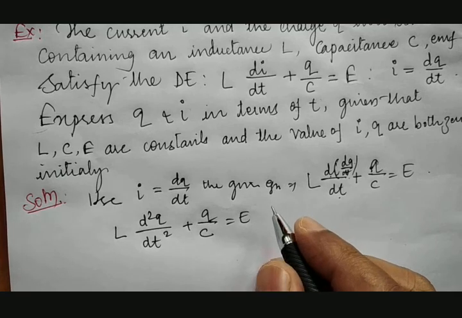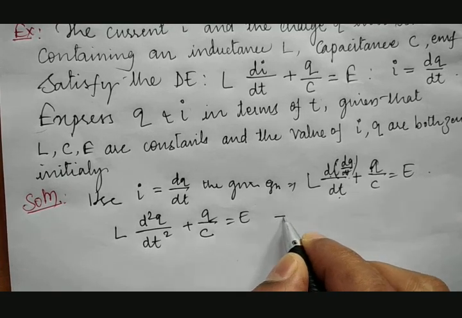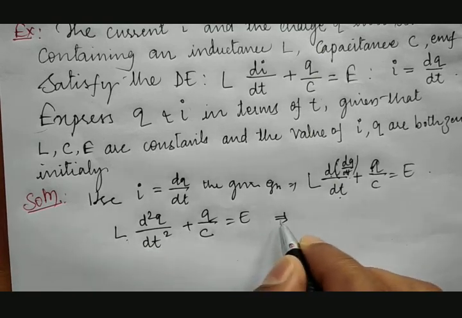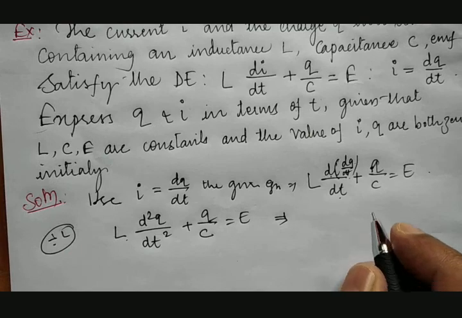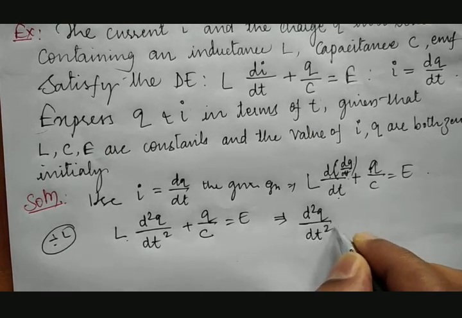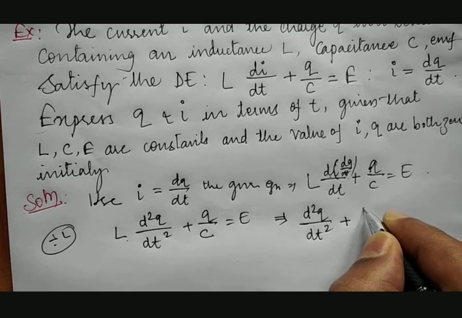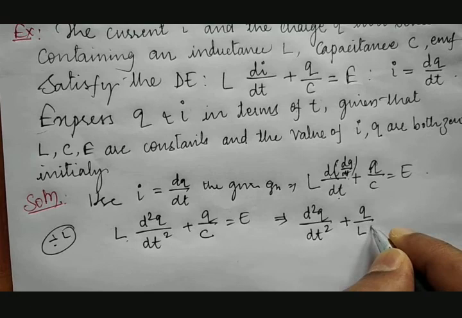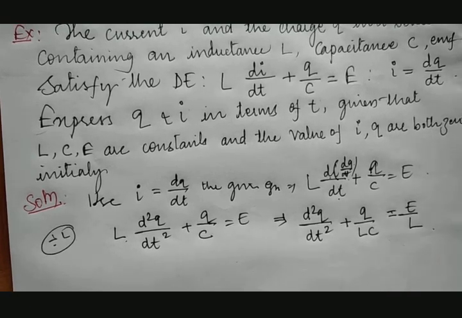Okay. Now we do one thing. Let us divide this whole equation throughout by L. Then it becomes d square Q by dt square plus Q by L into C is equal to E by L.